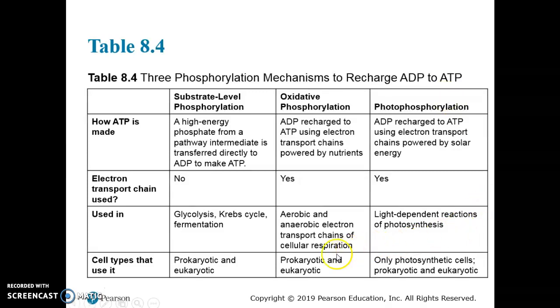These are going to be used in different processes. Prokaryotic and eukaryotic cells can both use substrate level phosphorylation. Prokaryotic and eukaryotic cells can also use oxidative phosphorylation. And photophosphorylation, only those cells that are photosynthetic would use this process. So humans would not use photophosphorylation because we do not directly use energy from the sun. So just be familiar with these three terms.